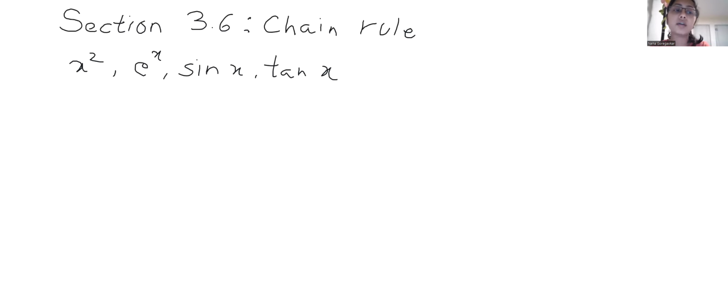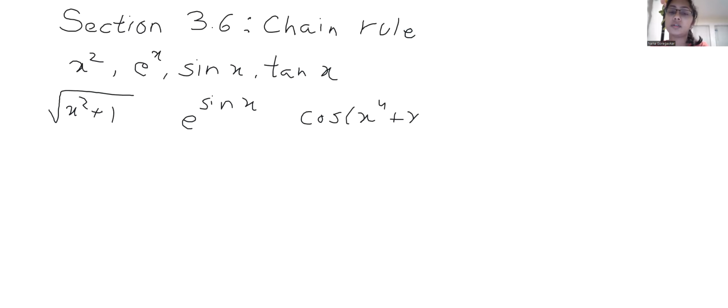Maybe something like the square root of x squared plus 1, or e to the sine x, or maybe even cosine of x fourth plus x squared plus 4, or maybe even some crazier function.